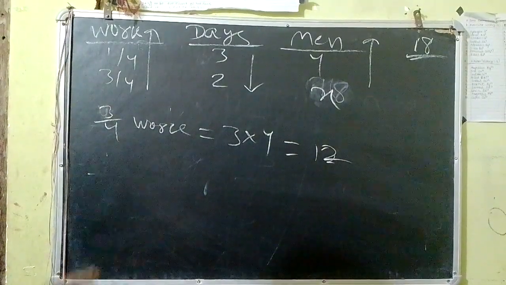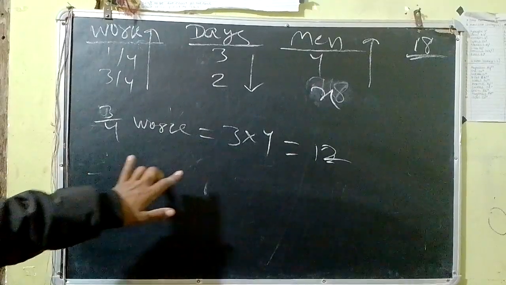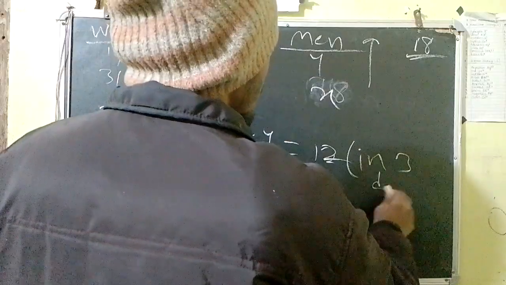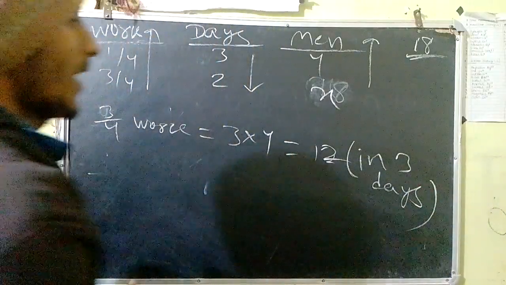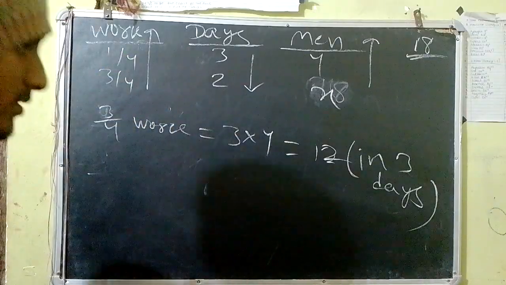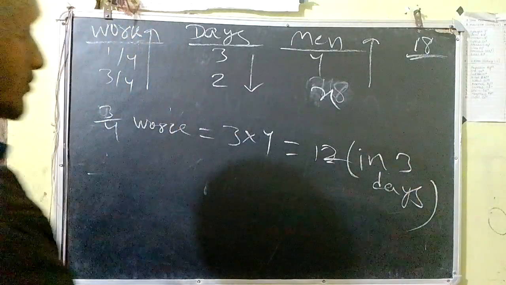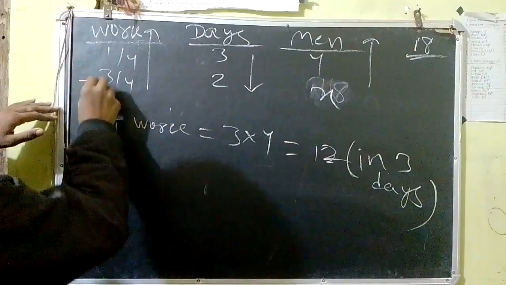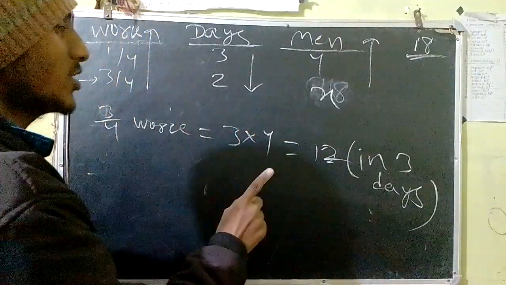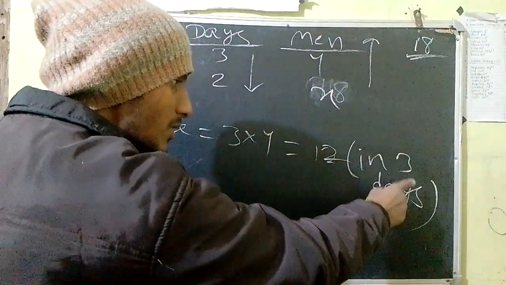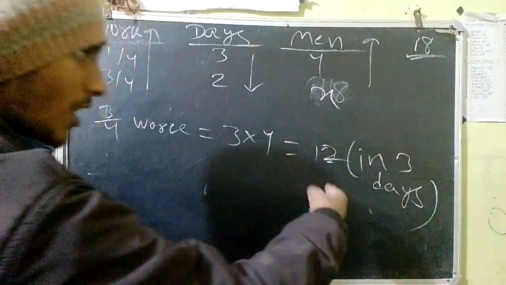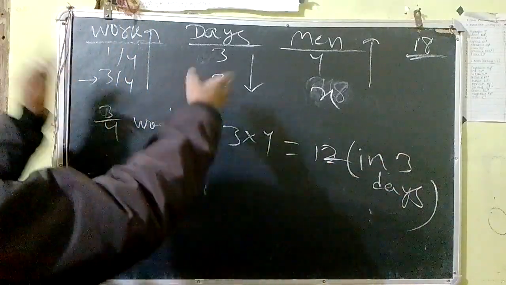So 3/4 work can be done by 12 men in 3 days, by keeping the days constant. There's 3 up here and 3 here as well, in 3 days. But we have to find this in 2 days. It's the same question; the only thing that doesn't match is this 3. We have to make that 3 into 2. If we can answer this question in 2 days, then the question will be solved.